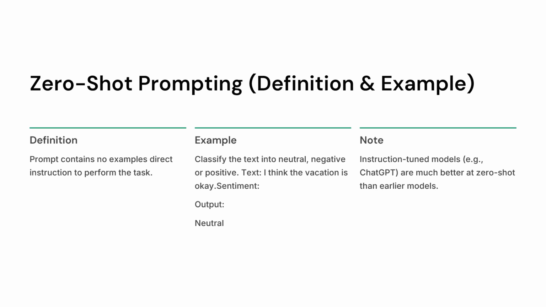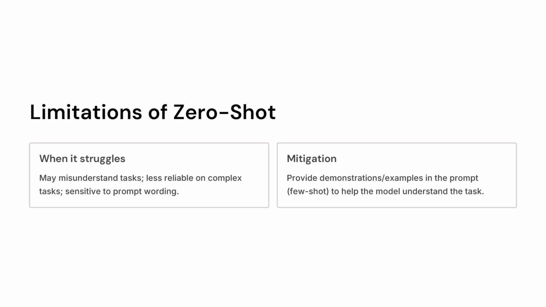These instruction-tuned models, for example ChatGPT, are much better at zero shot than earlier models. Instruction-tuned models basically means models which are trained on an instruction dataset rather than just a raw dataset. Like, the dataset they are trained on has examples of classify, instruct, summarize, or explain. These models perform much better at zero shot than earlier models. Even though this worked pretty well on simpler tasks, it struggled a lot with complex tasks, and it was also very sensitive to the prompt wording.